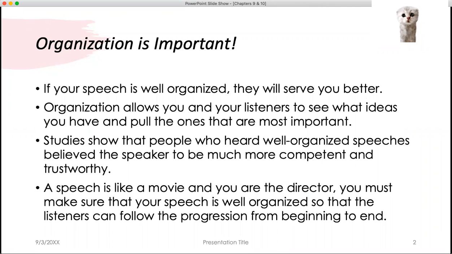So why is organization important in your speech? Well, if your speech is well organized, then that will serve you a lot better because organization allows you and your listeners to see what ideas you have and pull the ones that are most important. Studies have shown that people who heard well organized speeches believe the speaker to be much more competent and trustworthy. So think of the speech like a movie, and you are the director. You have to make sure that your speech is well organized so that the listeners can follow the progression or the plot points from beginning to end.